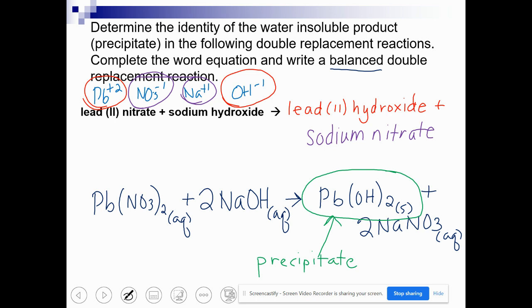The other product that's aqueous, the sodium nitrate, those ions would remain dissolved in the water, and if we set up a piece of filter paper and conducted a filtration, the lead 2 hydroxide would be caught in the filter paper, and the sodium nitrate would pass through with the water.